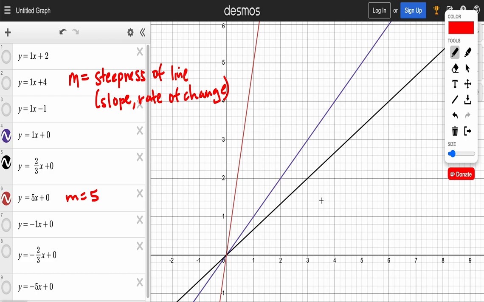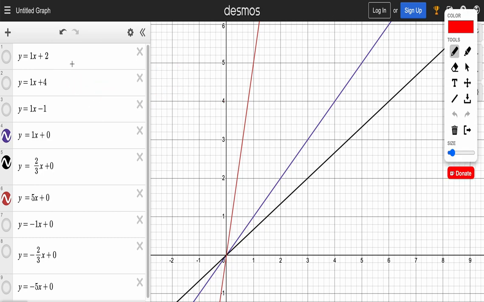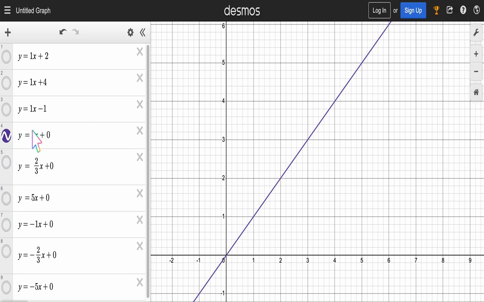Okay? Now, you're probably also thinking to yourself, where did they get the 1? Where did they get the 2/3? Where did they get the 5? So we can calculate the slope or the rate of change using the formula for slope, which is rise over run. So the actual value for slope is based on this formula, rise over run. Let's take a look at just the purple line, the original line, where we have a slope of 1.